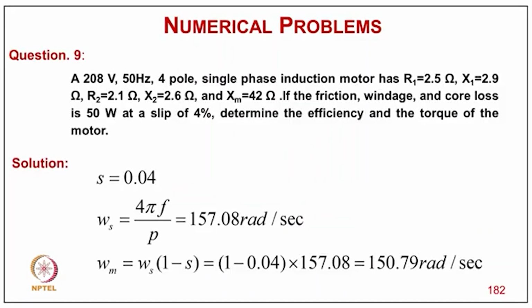Question 9: a 208 volt 50 Hz 4-pole single phase induction motor has R1 equal to 2.5 ohm, X1 2.0 ohm, R2 equal to 2.1 ohm, X2 equal to 2.6, and Xm equal to 42. The friction, windage and core loss is 50 watt and the slip is 4%. Determine the efficiency and torque of the motor. So slip is 0.04 and omega s is 4 pi f by P, so 157.07. Omega m is 1 minus s times omega s, so it comes 150.79 radian per second.